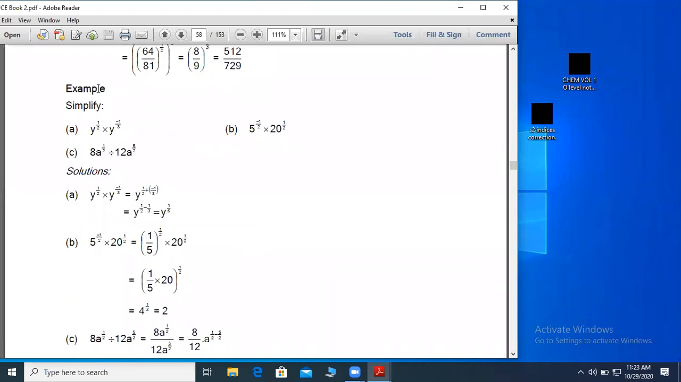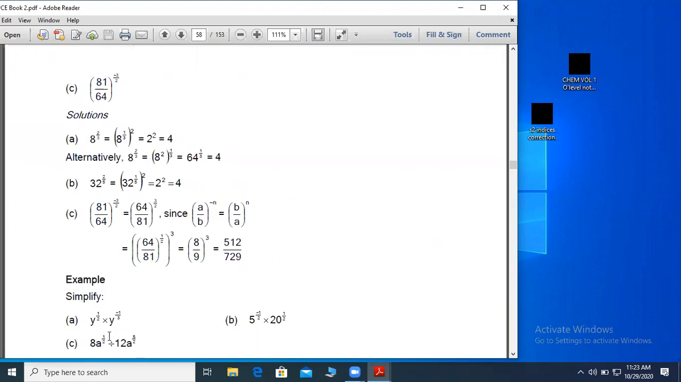So let us continue and look at these examples. We have the first one as y to power a half times y to power negative a third. Who can tell me how we can approach this? How should we do this one? Y to power a half times y to power negative a third. Who can give us an idea?